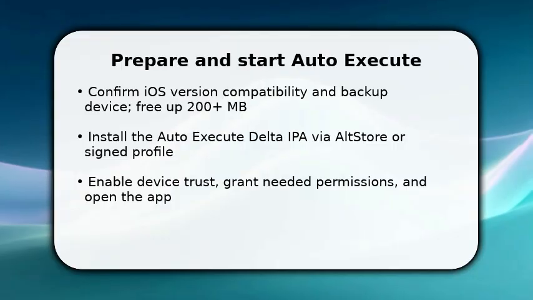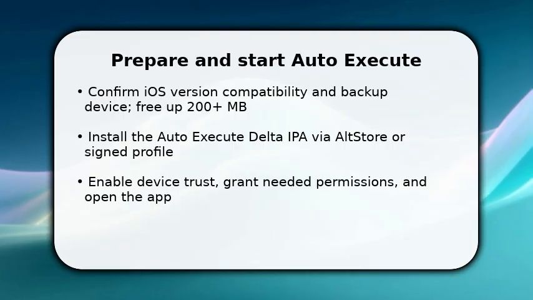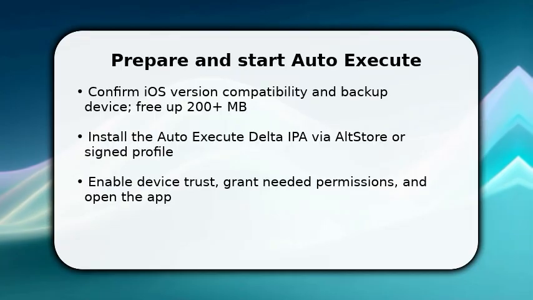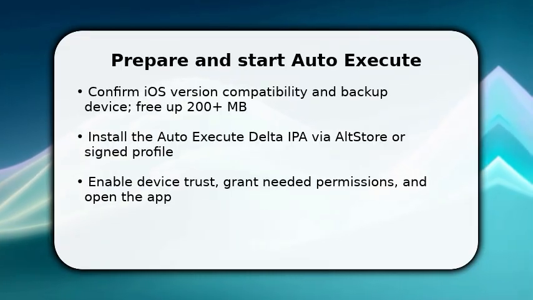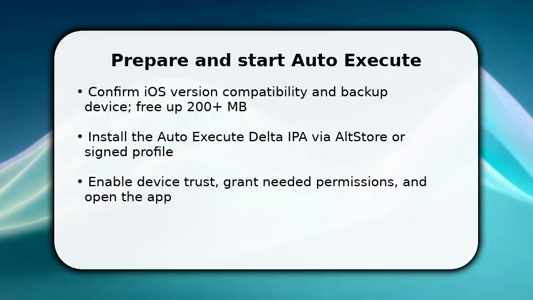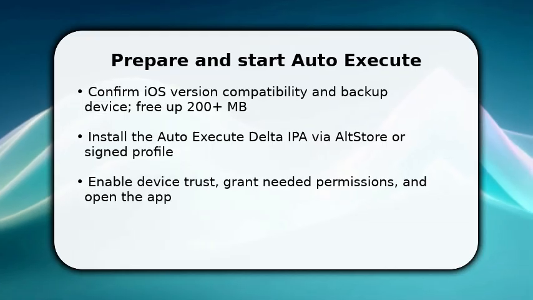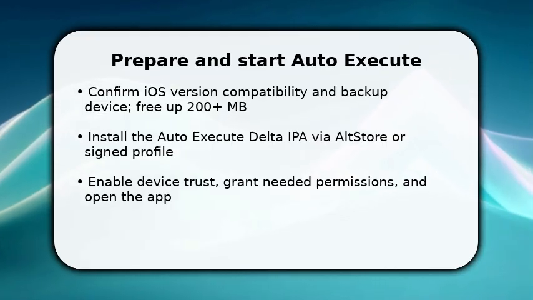Enjoy the video. You begin by confirming your iOS version and making a quick backup. This prevents data loss. Once done, free at least 200 megabytes and install the AutoExecute Delta IPA using AltStore or Assign Profile. Make sure to trust the developer profile in settings so iOS allows launch.